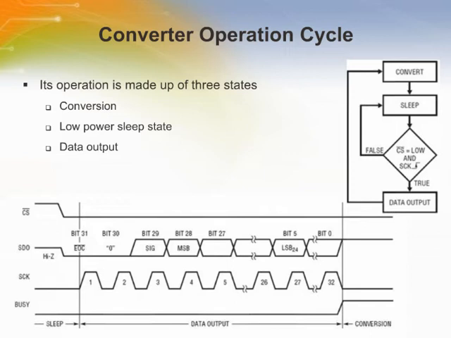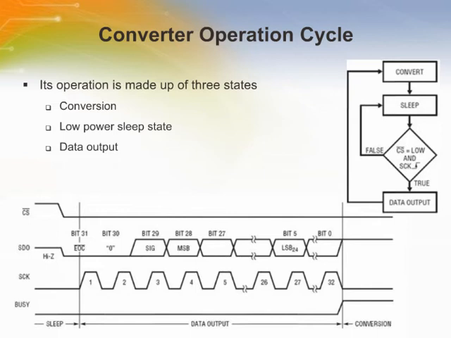Initially, the LTC2440 performs a conversion. Once the conversion is complete, the device enters the sleep state. While in this sleep state, power consumption is reduced below 10 microamps. The part remains in the sleep state as long as CS is high. The conversion result is held indefinitely in a static shift register while the converter is in the sleep state.